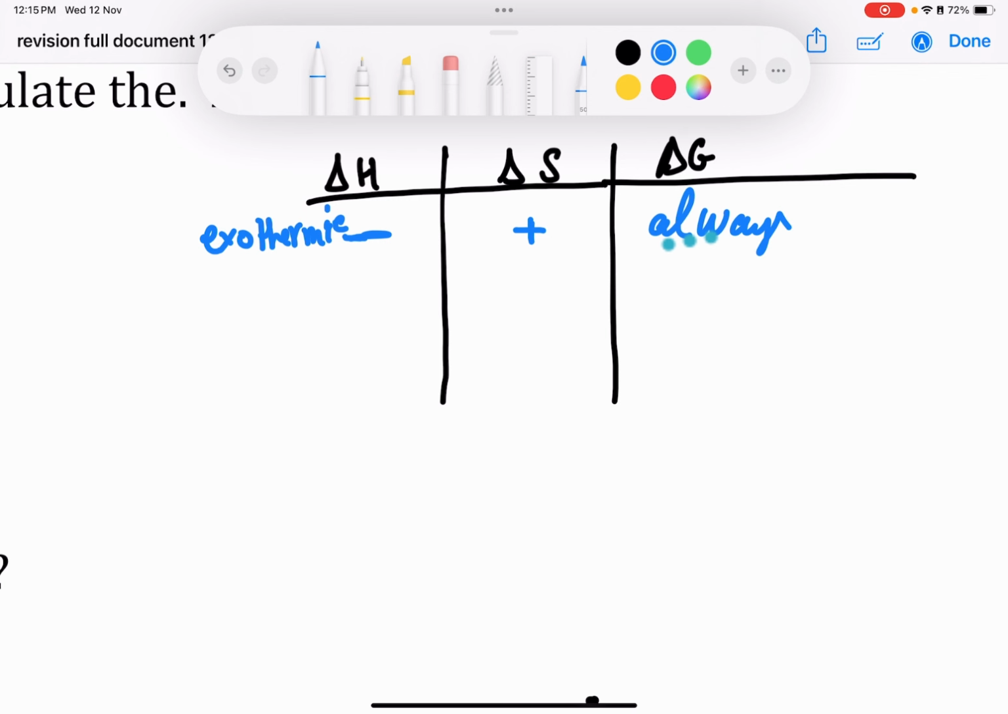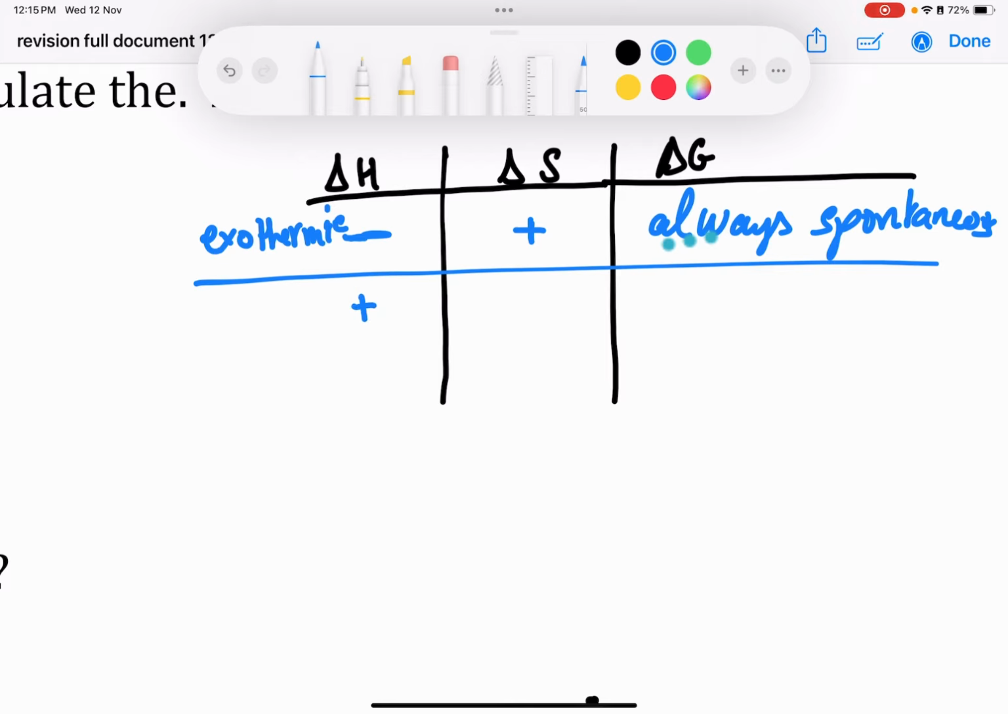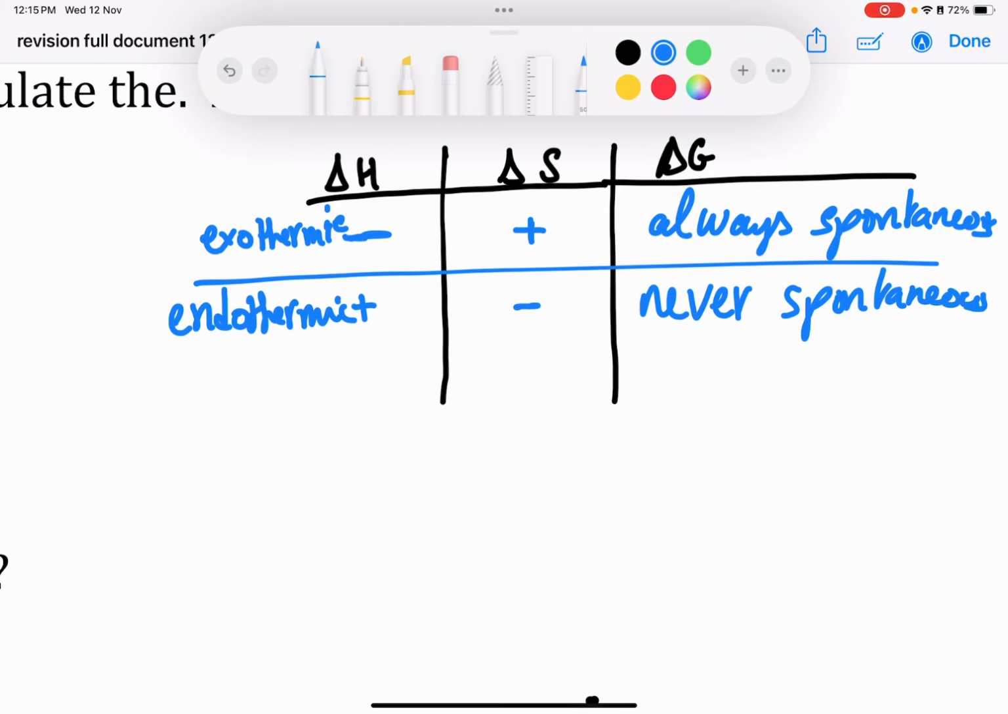So always spontaneous. Now, if I have a positive enthalpy with a decreasing entropy, this case of endothermic reactions, the reaction is never spontaneous. Now, the last two cases are simple and it's easy to memorize them.